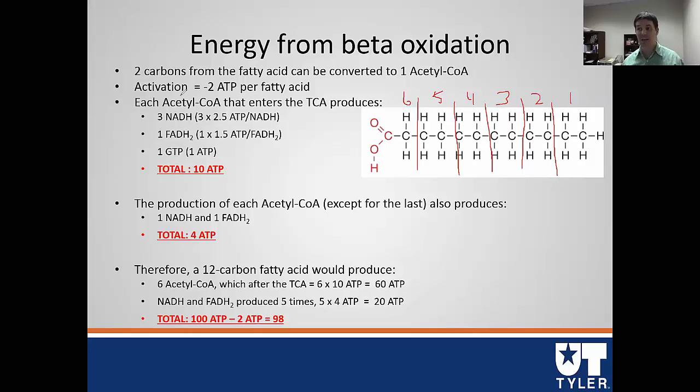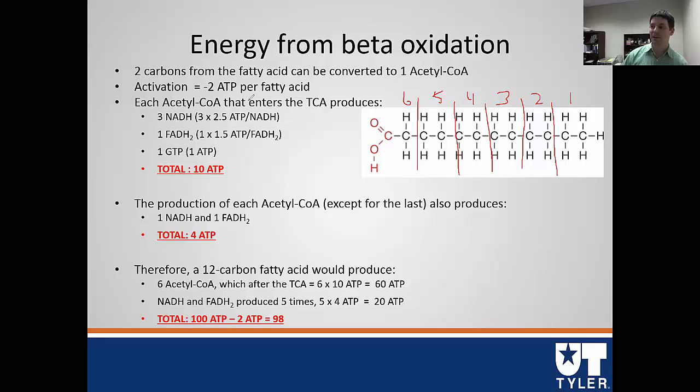The first thing that we have to do, though, to begin beta oxidation, just like in the glycolysis step, is we need to have some activation energy. It takes 2 ATP per fatty acid in order to activate these molecules in order to do the conversion. Not every single step, that's 2 ATP per fatty acid. So we're going to take 2 at the end of the segment.